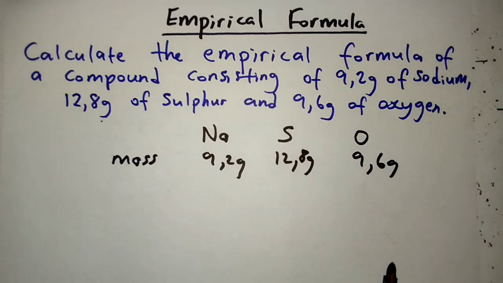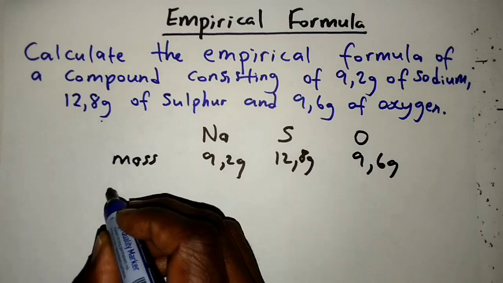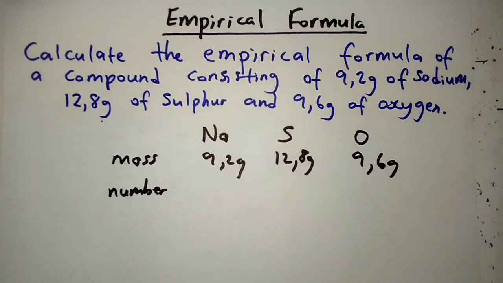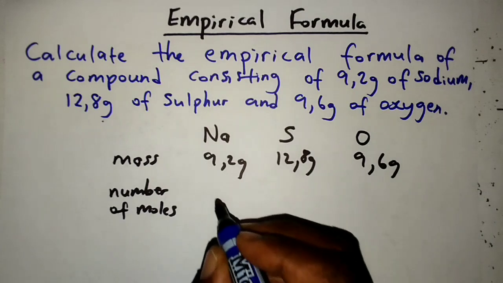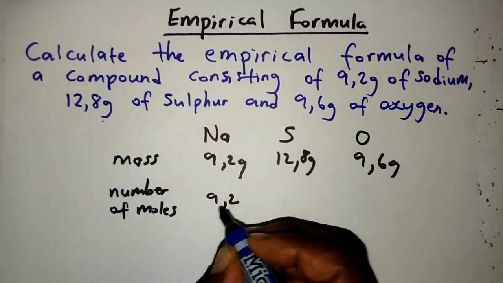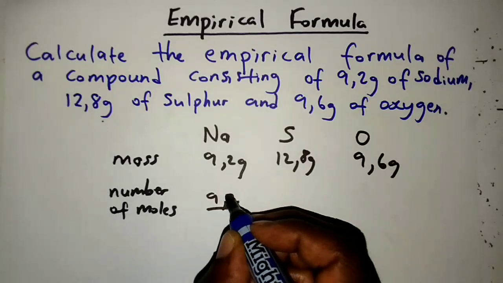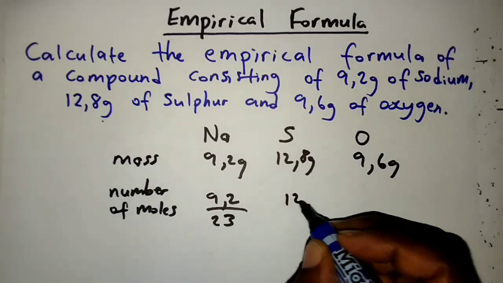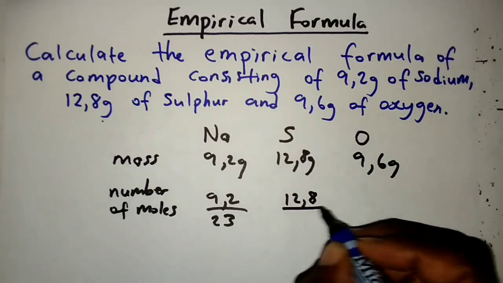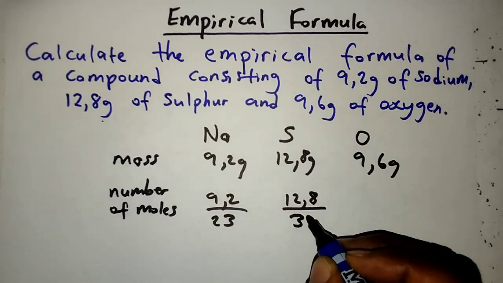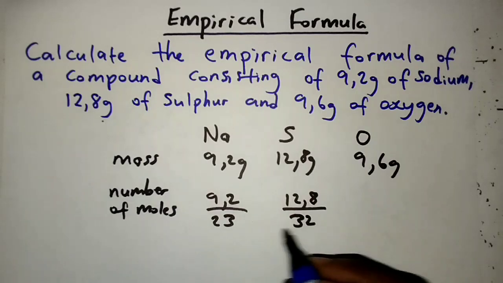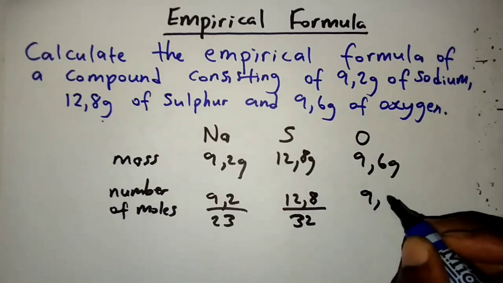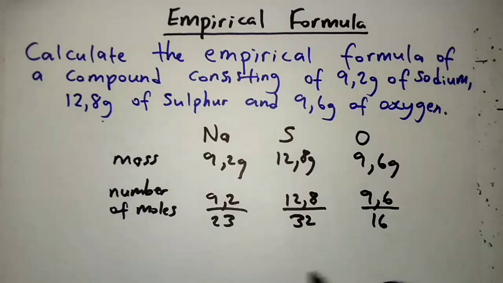Okay, and the next step is now to find the number of moles present in each element. For us to get the number of moles of sodium, we say given mass 9,2 over the AR, or relative atomic mass of sodium, which is 23. For sulfur, the number of moles, the given mass 12,8 over the AR of sulfur, that's 32. These values are obtained from the periodic table, which I'm writing here, the AR values. And oxygen is 9,6 over 16.